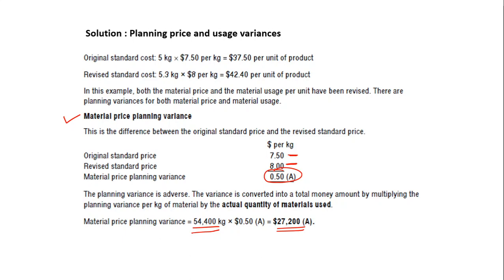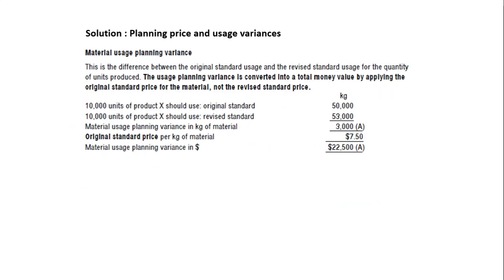So you have calculated a material price variance, but not between the original budget and the actual price, but between the original price and the revised price, which was 7.5 and 8. So the difference was 0.5 into your actual quantity used, that is $27,200 adverse. Likewise, let's have a look at material usage planning variance. Again, this is a comparison between your original budget and revised budget.